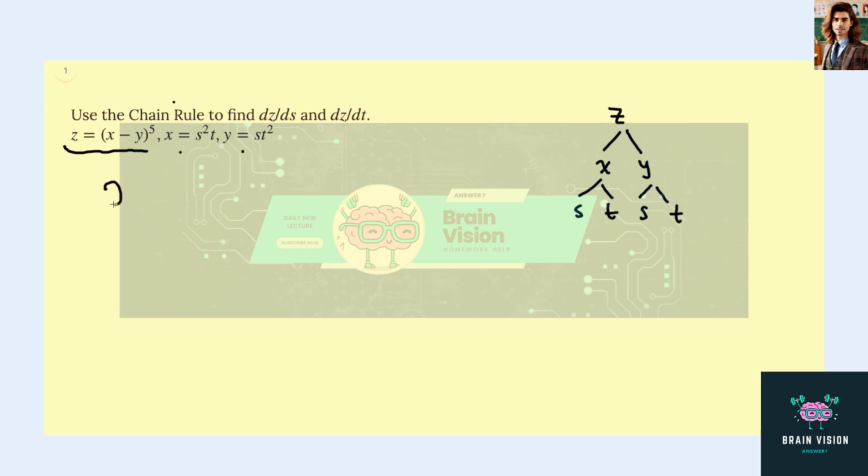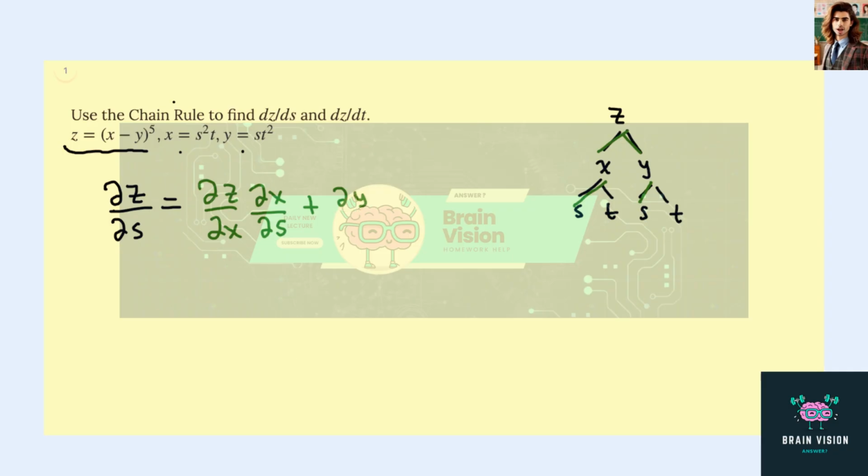So now let's use the curly operator here because there are different variables, s and t. How do you go from z to s? Well, there are a few ways to get there. One is if you go from z to x and then x to s. And you could also go from z to y and then y to s. So we'll add that in too.